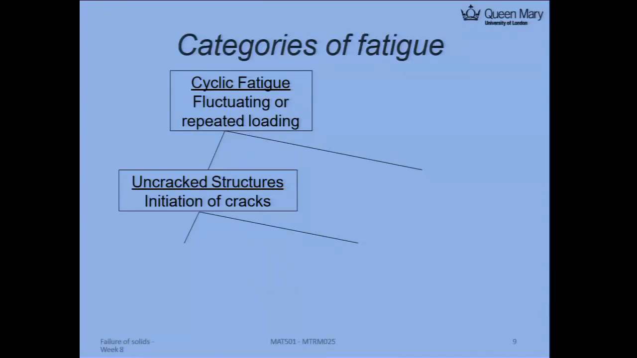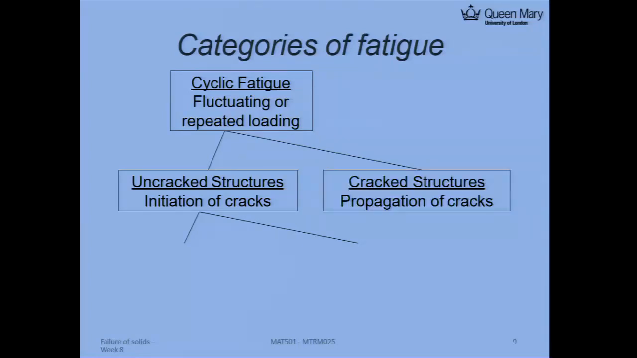Okay? And cyclic fatigue can be further divided into several groups. For the uncracked structure, there's no crack you can observe at the beginning, so it's a pristine structure. So we are talking about how to generate or initiate the crack using fatigue load. Or if there is a crack already there, like a pre-crack, the fatigue load will force the crack to propagate. So that's the second group. We are talking about both. In the lecture, we will first go through this first part.